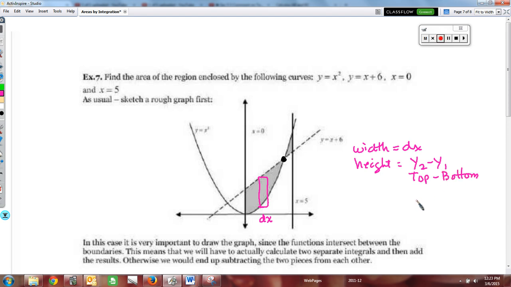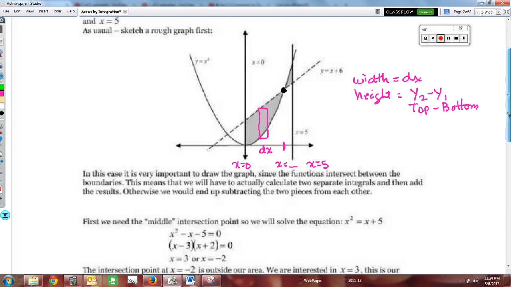And what you have to be careful of here is that we're going to have to break this up. We're actually going to have to do this with two integrals at the intersection point. We're going to have to go from x equal to 0 to x equal to whatever this value is, and then end up at x equal to 5, which is this upper bound. So we're going to basically break this up into two problems.